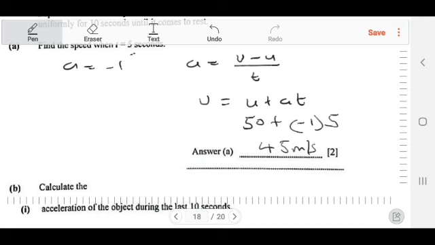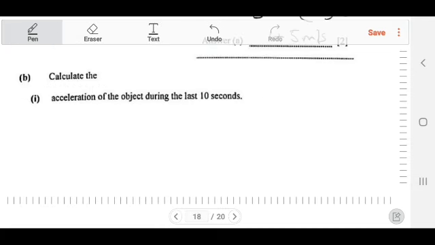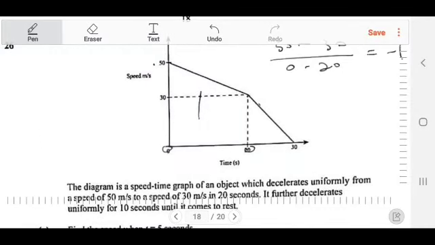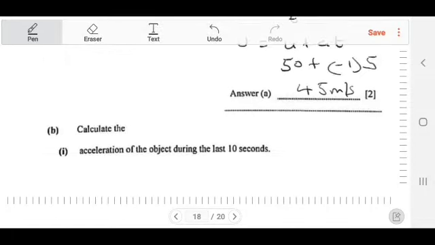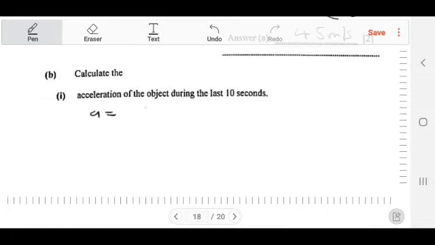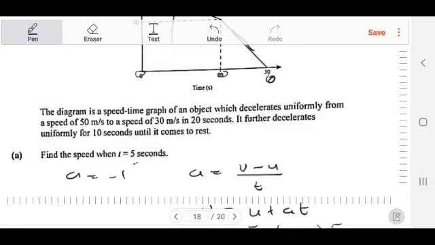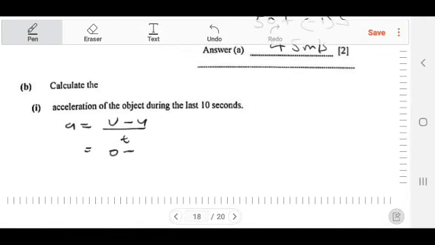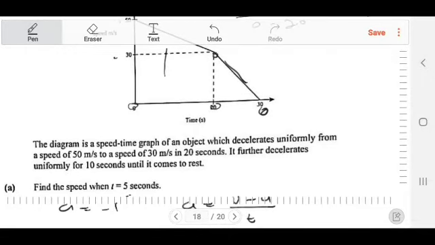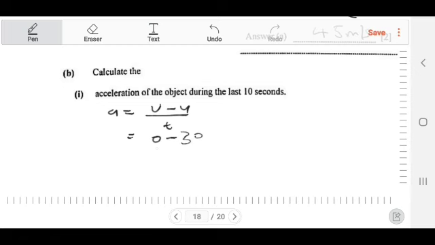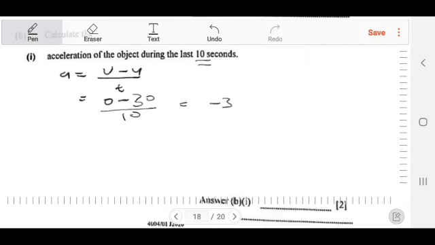Okay, then moving on. B, calculate the acceleration of the object during the last 10 seconds. So we want to calculate this acceleration here during the last 10 seconds. How do we do that? We can say a equals v minus u over t. What is our v? Our v is 0, because it accelerates to stopping there. So our v minus our u, we're starting from here, which is 30. So 0 minus 30 over our t, which is 10 seconds. So this one is going to be negative 30 over 10, which is negative 3. This is called deceleration because it is negative.